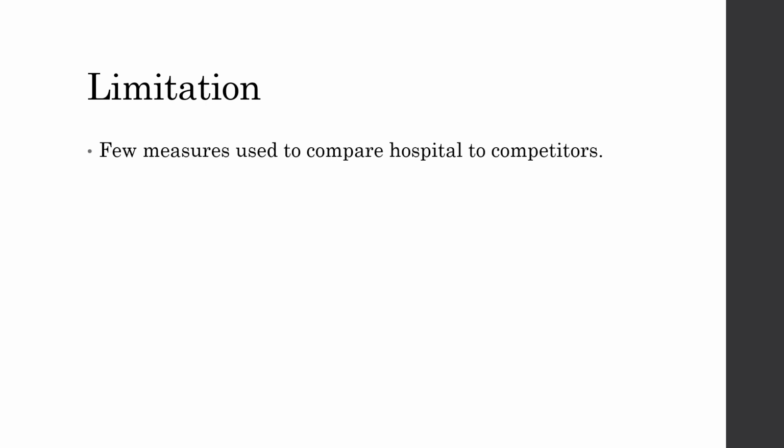One limitation that I encountered is that not all years were available for some of these measures. Another limitation of this study is that only a few measures are used to compare Medstar Georgetown to its competitors. There are about 123 measures in this data set, and only using 5 cannot accurately give us a full picture of how our hospital is performing.